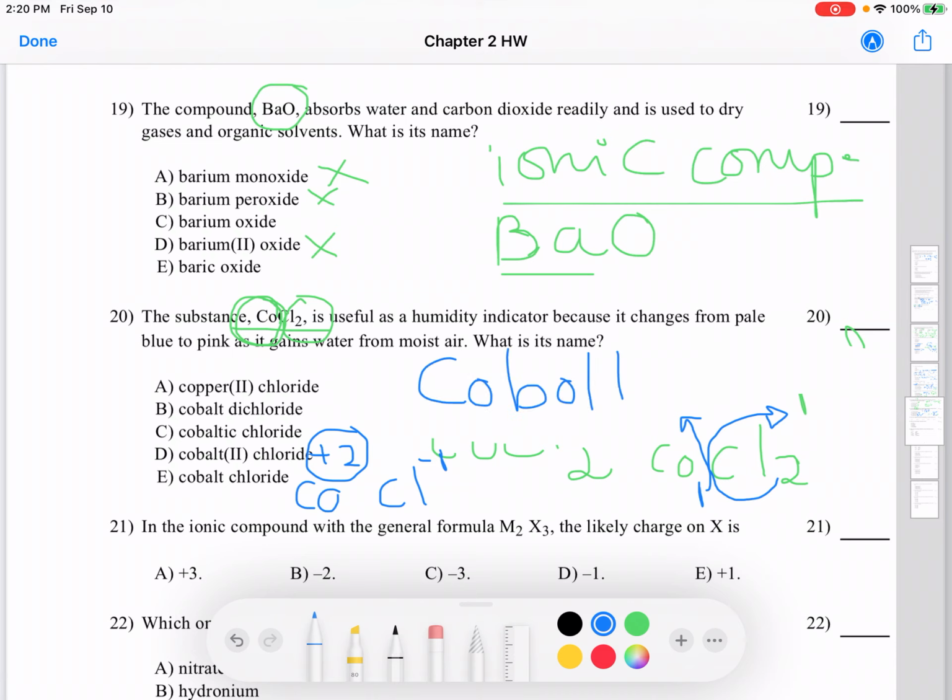Since it's a transition element, you have to say what the charge is. You put it in parentheses, the numerical value, and then the chloride. So cobalt(II) chloride. Not copper, Co represents cobalt. So there would be cobalt(II) chloride. Okay.